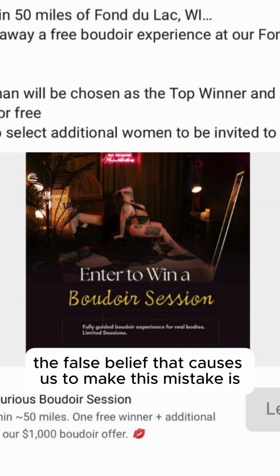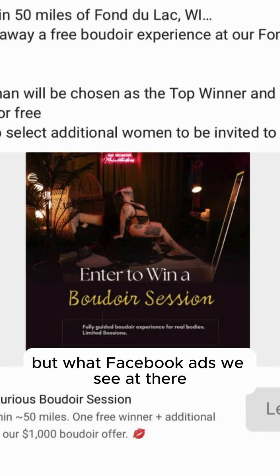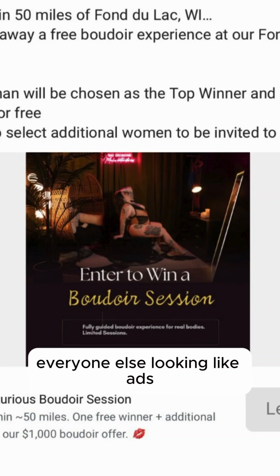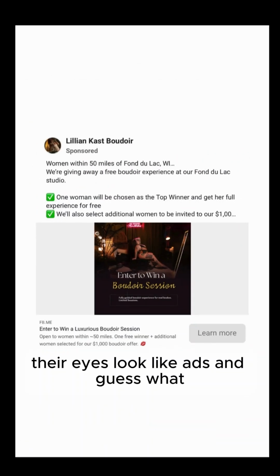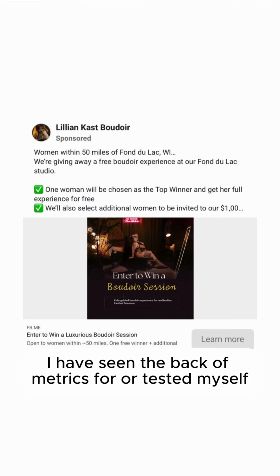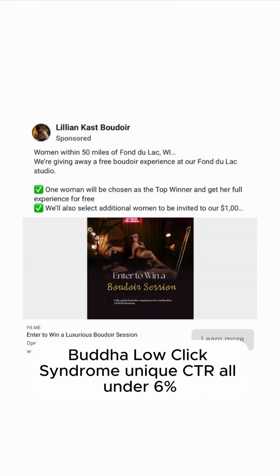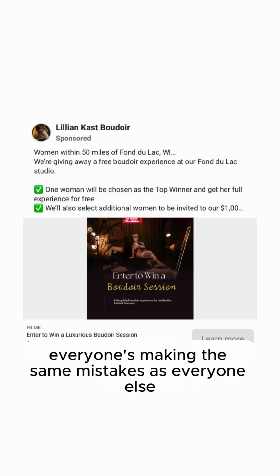The false belief comes from looking around at all the other boudoir Facebook ads out there, and seeing everyone else's ads look like ads. And guess what? Every other boudoir Facebook ad I have seen the back end metrics for, or tested myself, 100% have had BLCS, boudoir low click syndrome, unique CTR under 6%. It's because everyone's making the same mistakes as everyone else.